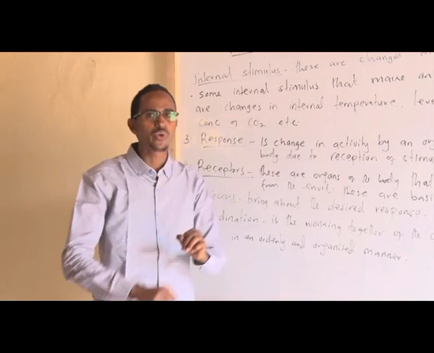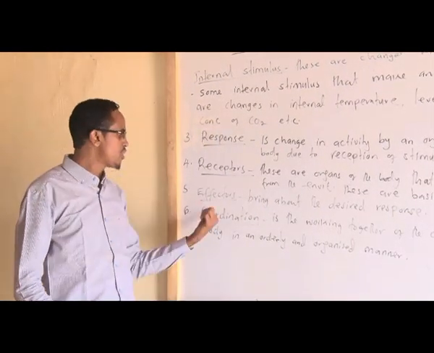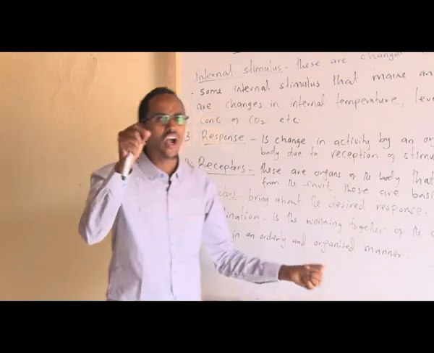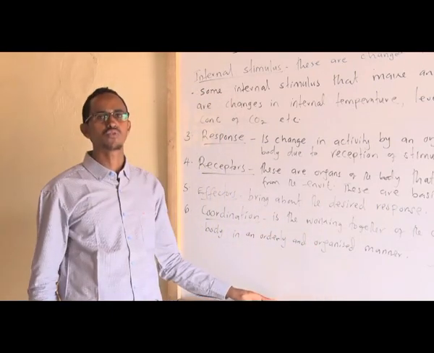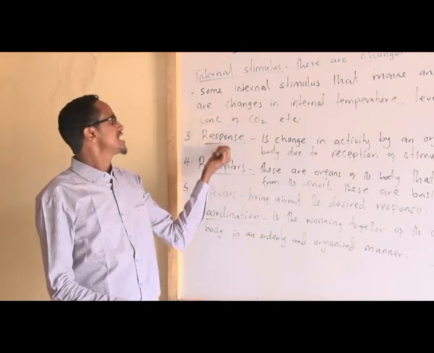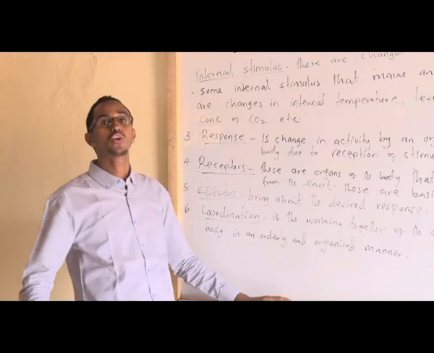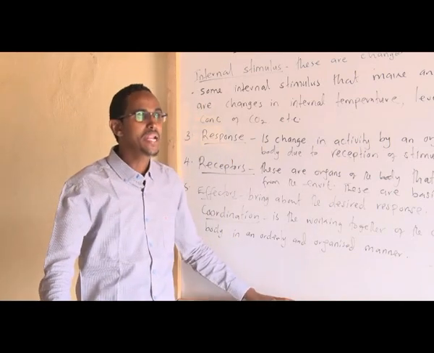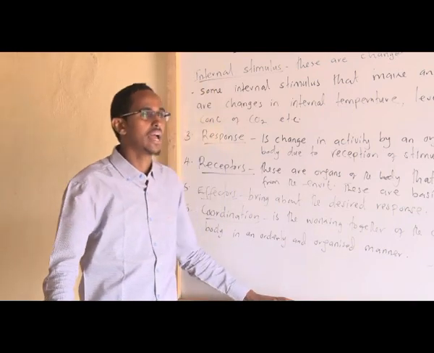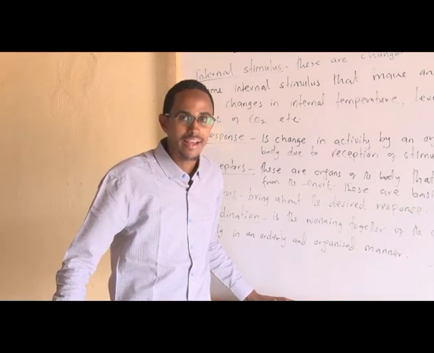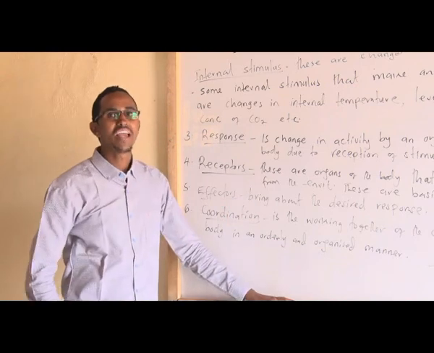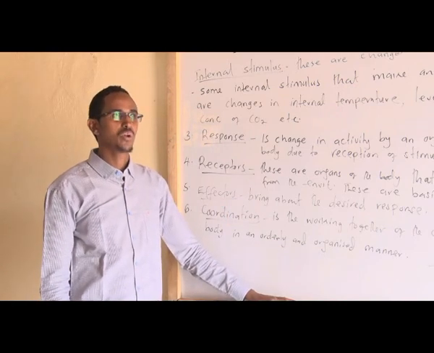The response you are making is the salivation. But again, we talked about effectors. Effectors are the organs that bring about the desired response. In that particular case, who is producing the salivation? Of course, it is the salivary glands, the mandibular gland, the parotid gland, and the sublingual gland. Those are what we are calling effectors.